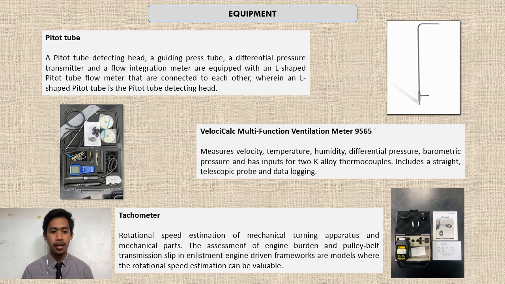For the equipment that I use for this research, the first one is the pitot tube. I use the pitot tube for static pressure and total pressure. The second one is the Velocicalc multifunction ventilation meter 9565. I use this to detect velocity, airflow, temperature and humidity, so it is multifunction. The last one is the tachometer, which I use to check the RPM of the fan motor, a speed estimation mechanical turning apparatus.